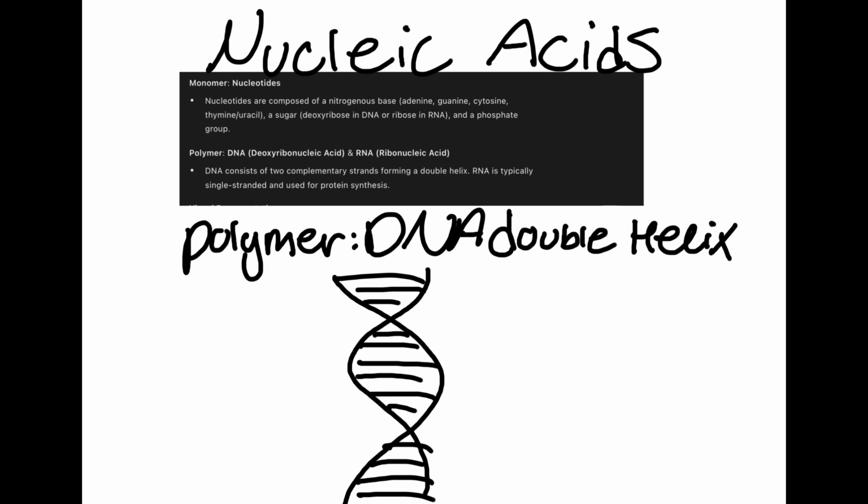Nucleic acids. Nucleotides are composed of a nitrogenous base: adenine, guanine, cytosine, thymine, and uracil; a sugar, deoxyribose in DNA or ribose in RNA; and a phosphate group. DNA consists of 2 complementary strands forming a double helix. RNA is typically single-stranded and used for protein synthesis.